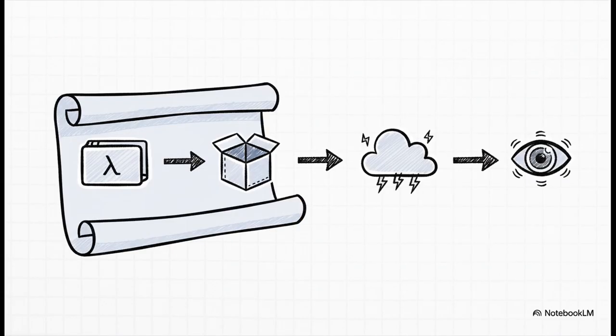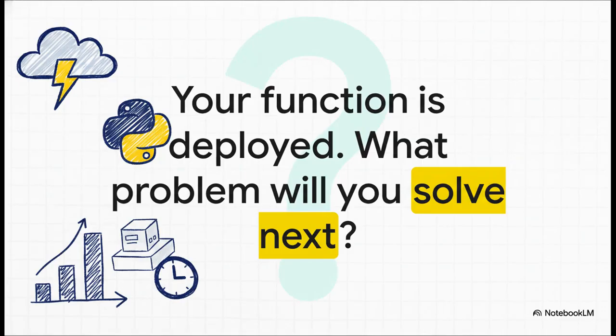And there you have it. That is the complete blueprint. We've walked through how to structure your code, how to package it up with all its dependencies, how to pick the right deployment method, and finally, how to keep an eye on it once it's live in the cloud. So with this blueprint in your hands, the only question left is this. Once you get that first function deployed and running seamlessly in the cloud, what amazing problem are you going to solve next?